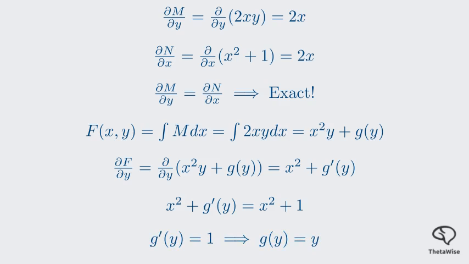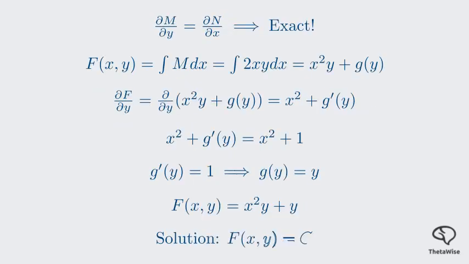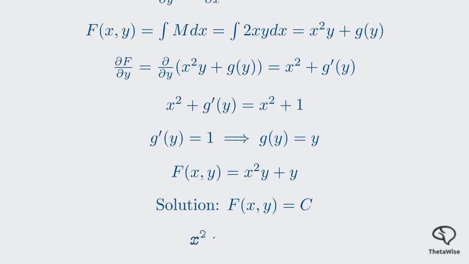Now we substitute g of y back into our expression for f. This gives us f of x comma y equals x squared y plus y. The solution to an exact equation is simply f of x comma y equals a constant, c.